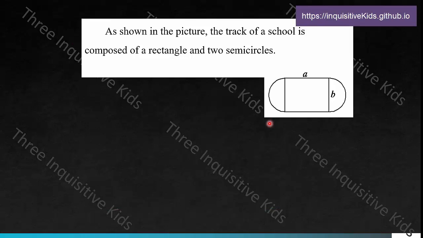As shown in the picture, the track of a school is composed of a rectangle and two semicircles. 1. What is the area of both of the semicircles? Well, as you can see, if you put these two semicircles together, they form a circle. And we definitely know how to calculate the area of a circle. That's just going to be pi times the radius squared. And since b over here is our diameter, we just have to do b divided by 2, so that would be the radius. And then we will square that. So that's pi times b divided by 2 squared.